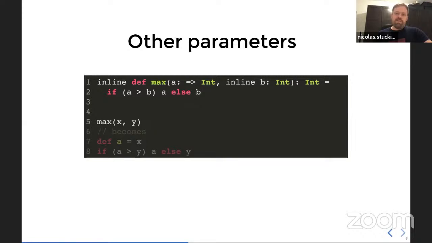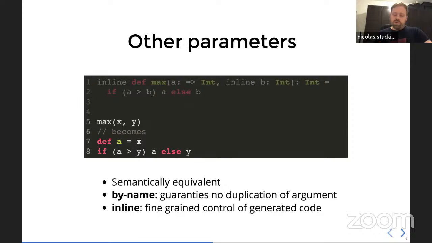But Scala has other kinds of parameters. So the first one is by-name parameters, which, as their name indicates, are going to be evaluated zero or more times, and they will be evaluated each time we refer to them. So in this case, we are going to evaluate a twice if we go into the then part of the if, and we're going to evaluate b twice.